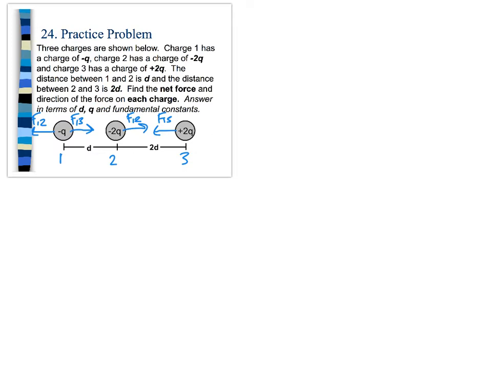Lastly, we're going to think about the interaction between 2 and 3. They also have opposite signs, so they will also attract. So that means F23 here is going to be going to the right on charge 2 and to the left on charge 3.